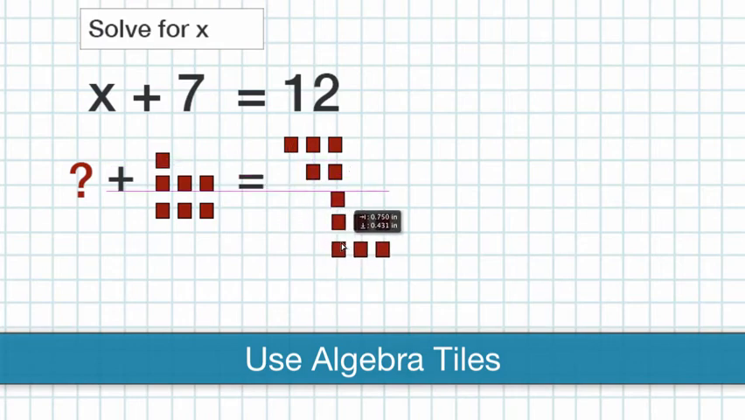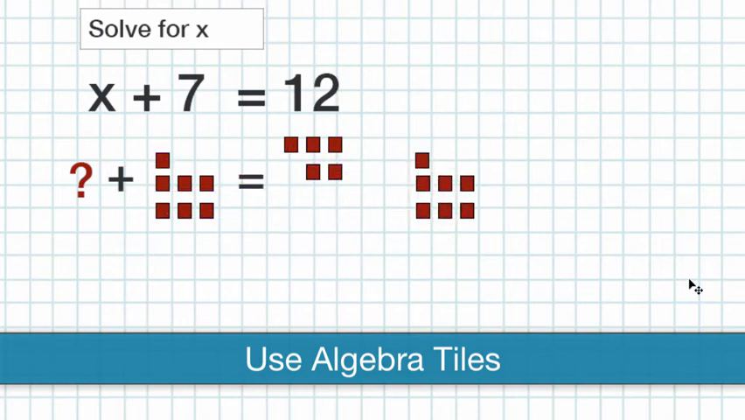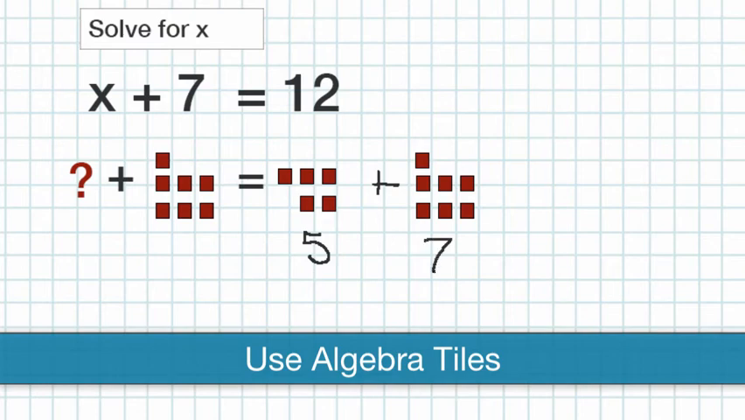Let's try moving the 7 over, and I'm just going to rearrange the 12 for a moment. Now what do you notice? The 12 I've broken apart into 2 pieces. I've broken it into 5 and 7. Now it might become obvious to you then that the unknown, or the x, is also 5 plus the 7.